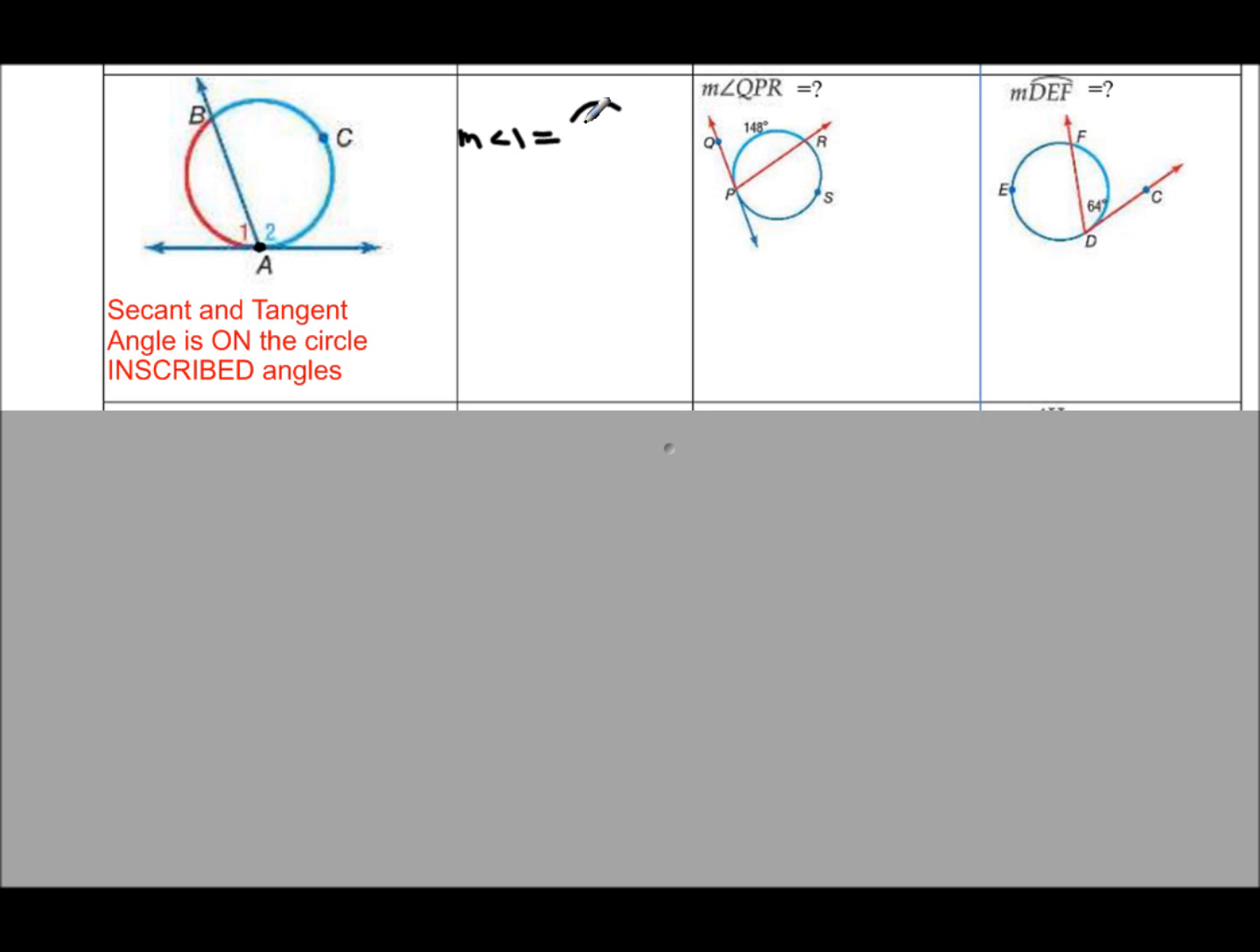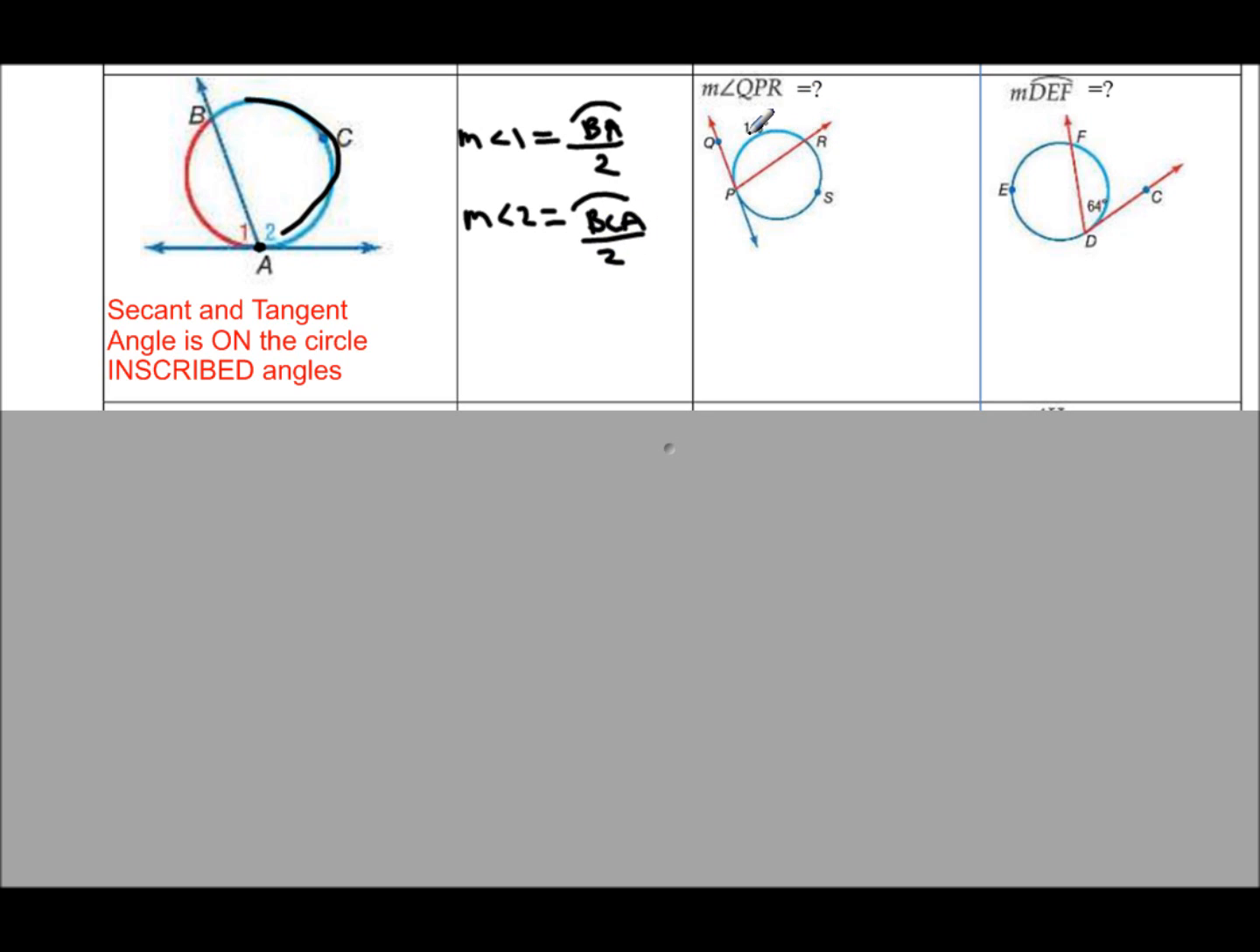So, for example, with angle 1, the measure of angle 1 would be arc BA divided by 2, just like an inscribed angle. This angle is half the arc. And the measure of angle 2 will be half of arc BCA.